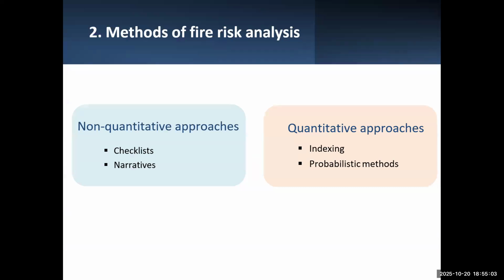And with that data and a structured process, we now turn to the methods that we can use. Our toolkit is broad, and we have some non-quantitative approaches like checklists and narratives, which are very simple for us. And we also have quantitative approaches like indexing and the probabilistic method, which will provide numerical data. So the choice of the method depends on the complexity of our situation and the decision that needs to be made.